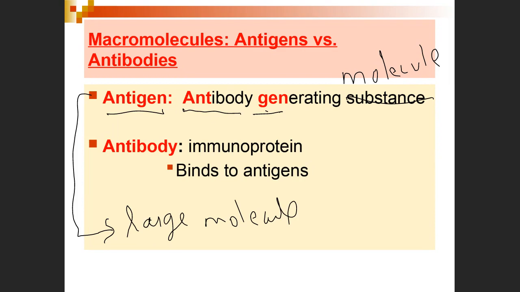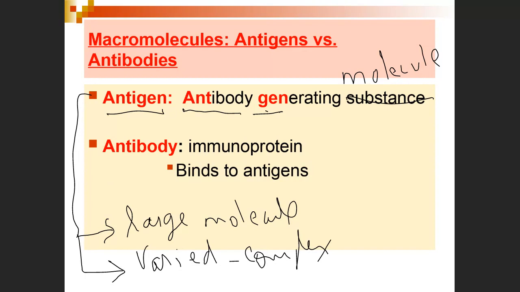The other one is that the molecule has to be varied. It has to be complex, if you will. So a molecule that is repetitive, no matter how large it is, is not antigenic. The molecule has to be large, and it has to have complexity to it. It can be a repetitive carbon, hydrogen, carbon, hydrogen, carbon, hydrogen, carbon, hydrogen. That's not antigenic. That doesn't stimulate the immune system. It needs variety in its structure. So those are the two rules for a molecule to be antigenic.